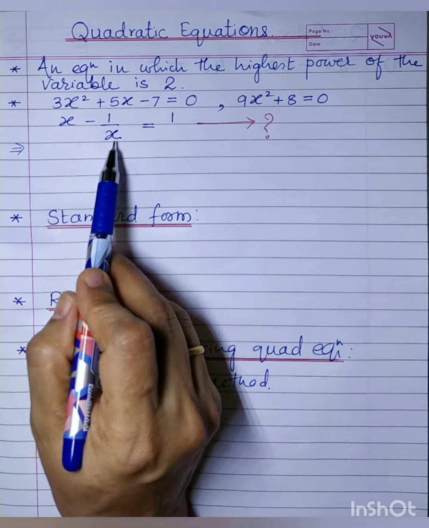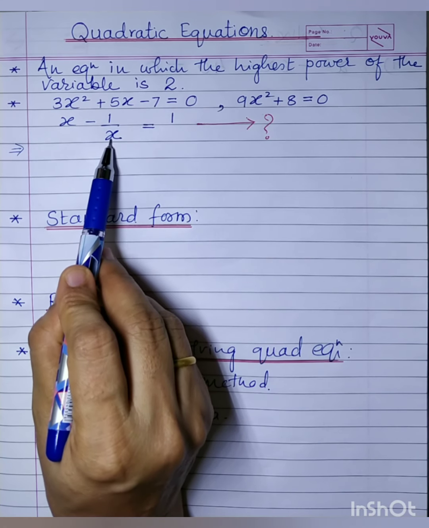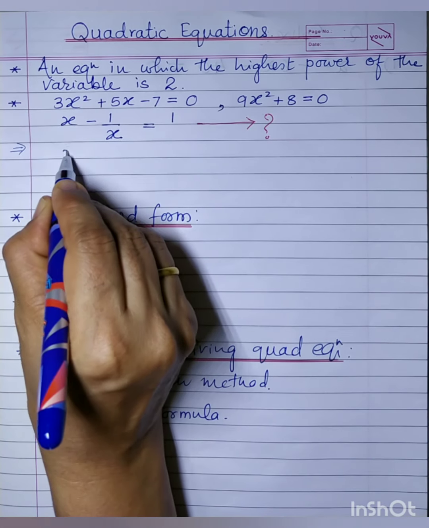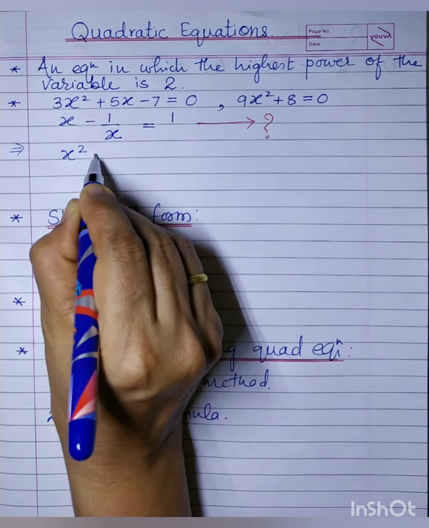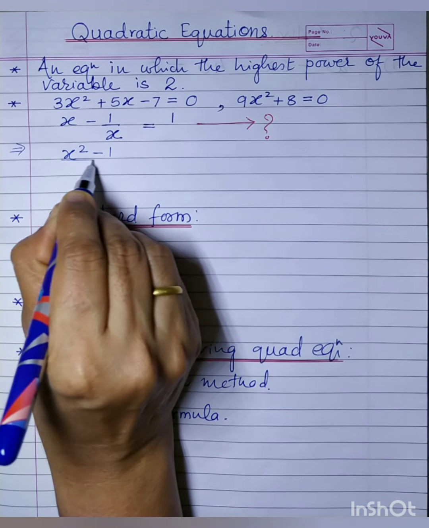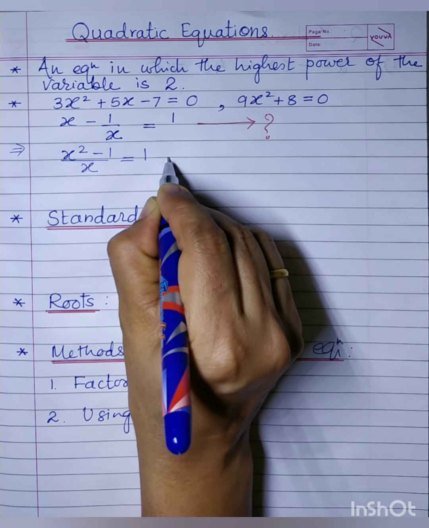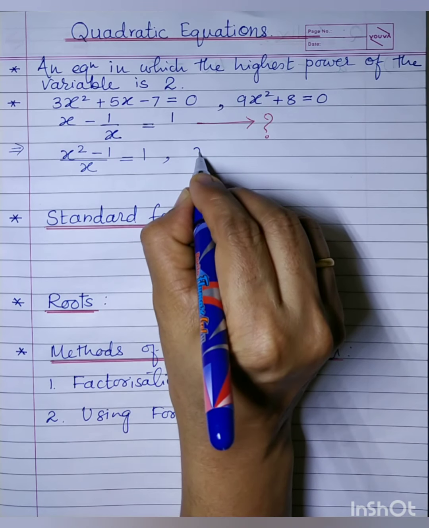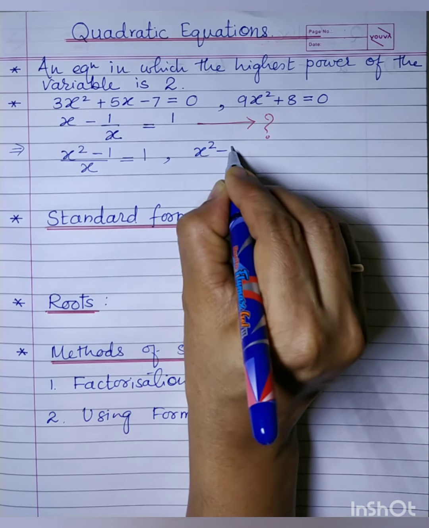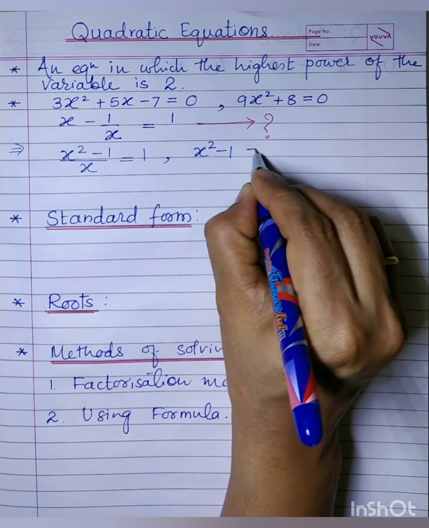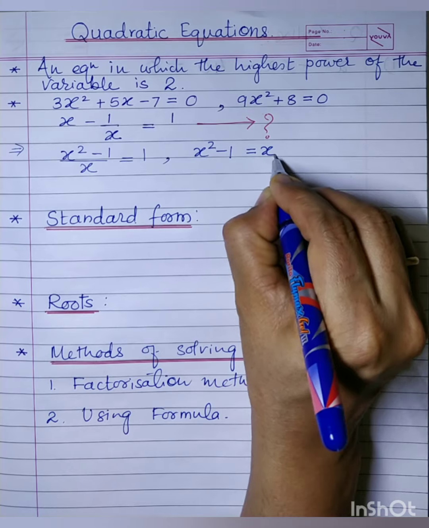First we need to simplify. Only by observation you cannot do. So x into x, what will it become? X square minus 1 whole upon x is equal to 1, which can be further simplified as x square minus 1. X goes to the right hand side, it becomes x.